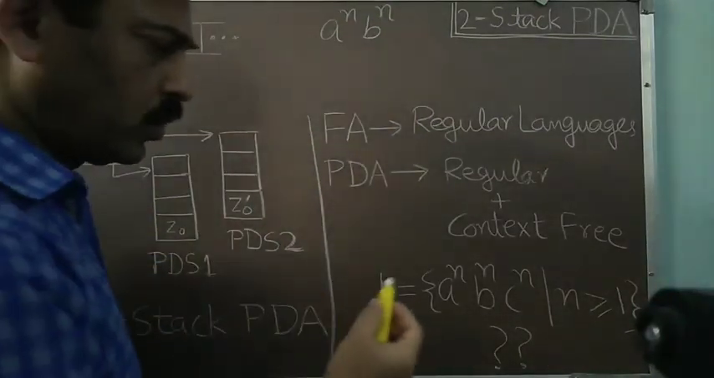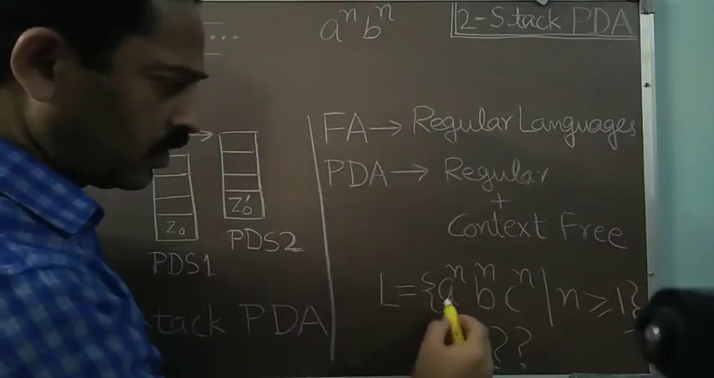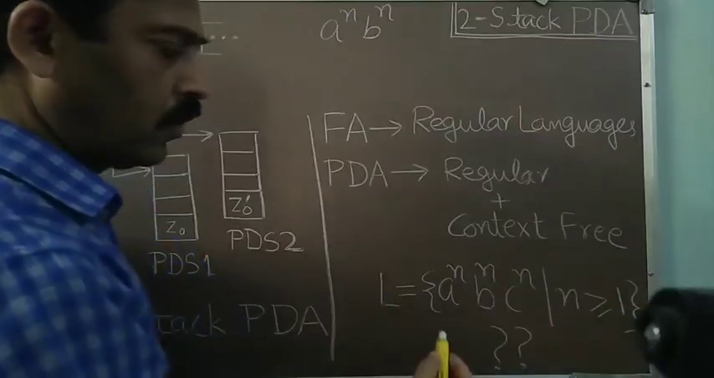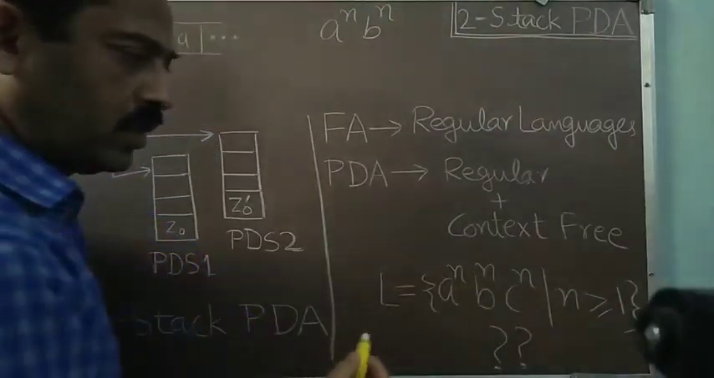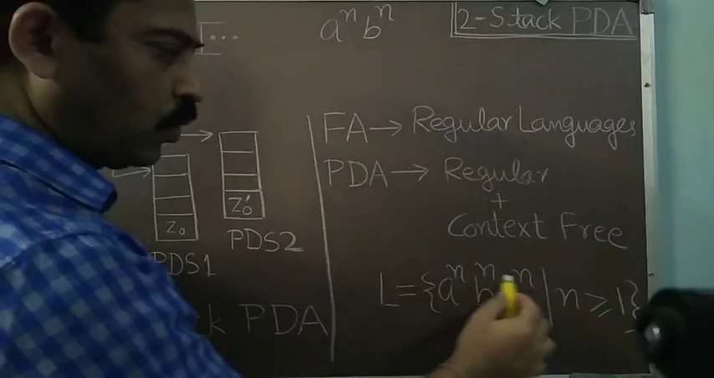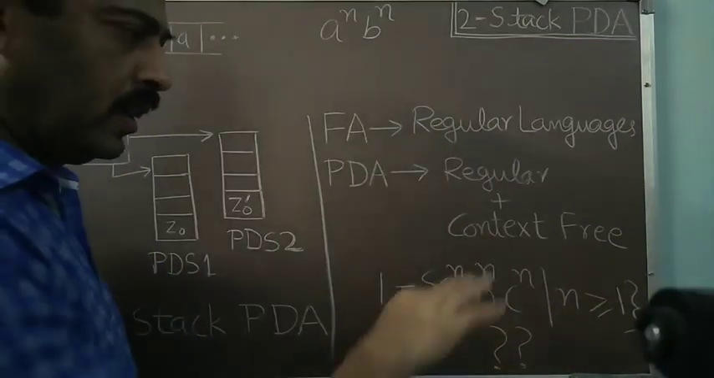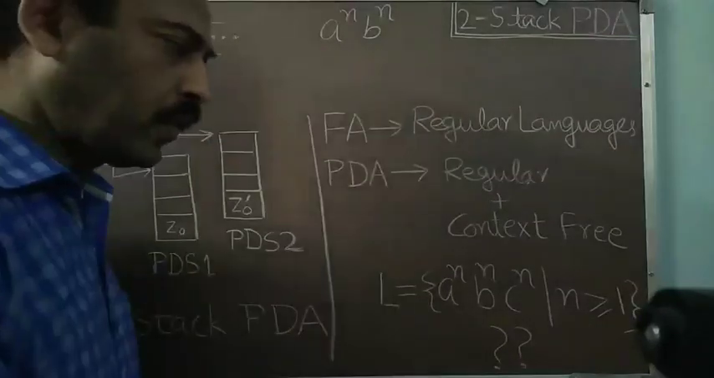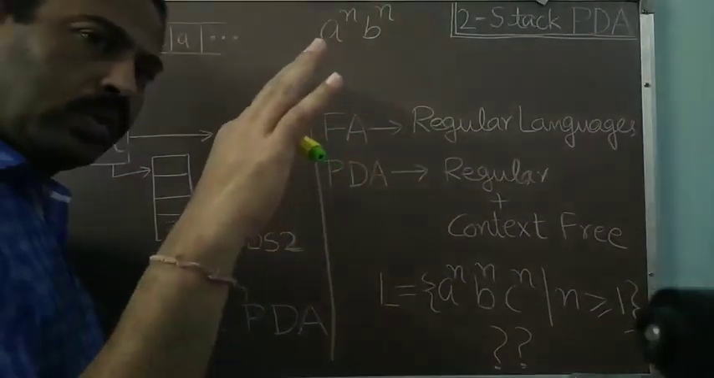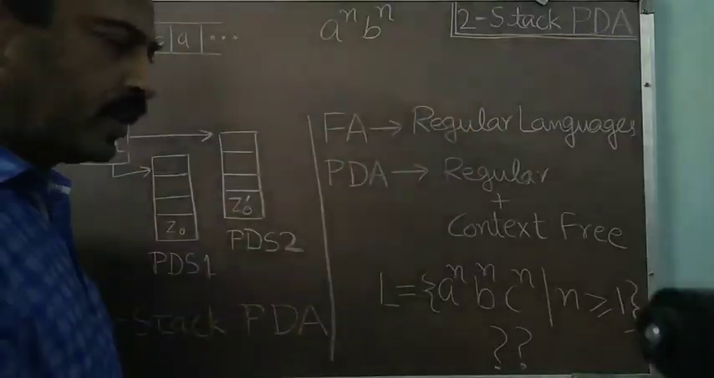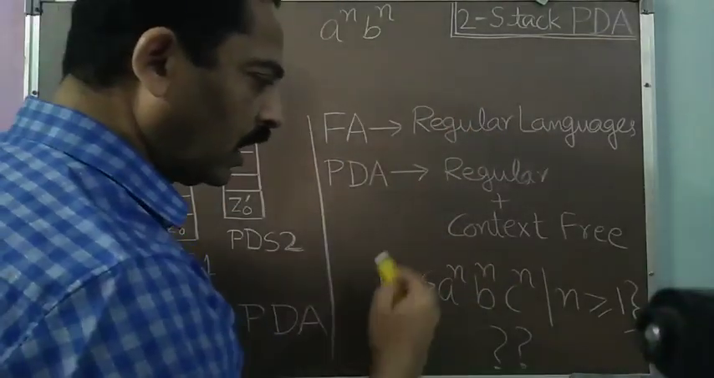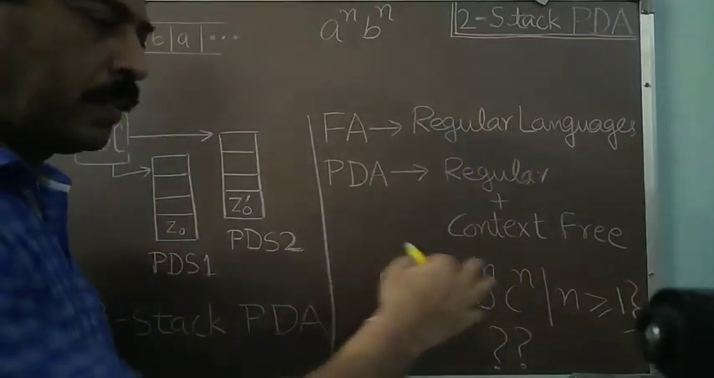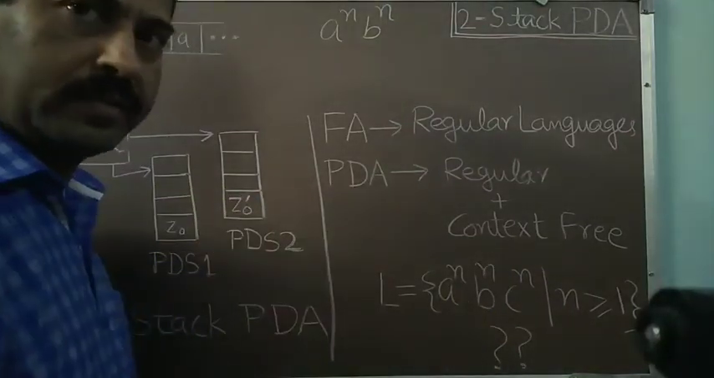But suppose our language is L equal to a to the power n, b to the power n, c to the power n, n greater than or equal to 1. In this language, we have to match not two but three quantities. Is it possible to write a PDA corresponding to it? At this point, I request you to pause your video for 2 minutes and think about the strategy by which you can write the PDA for such languages. Is it possible or not? This we have to check.